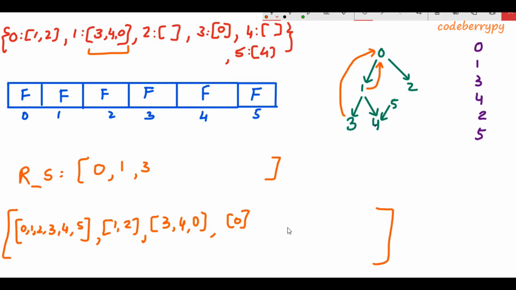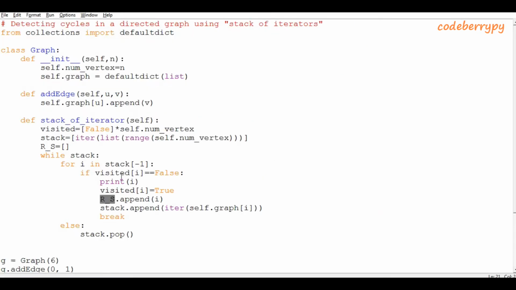Again, the while loop breaks, the for loop breaks, and again the while loop reruns. So when the while loop reruns, it picks up stack[-1], and when it tries to iterate over it, i becomes 0, and it checks if visited[i] equals false. So 0 has already been visited, so it will not visit it again, which means that all these statements will not execute.